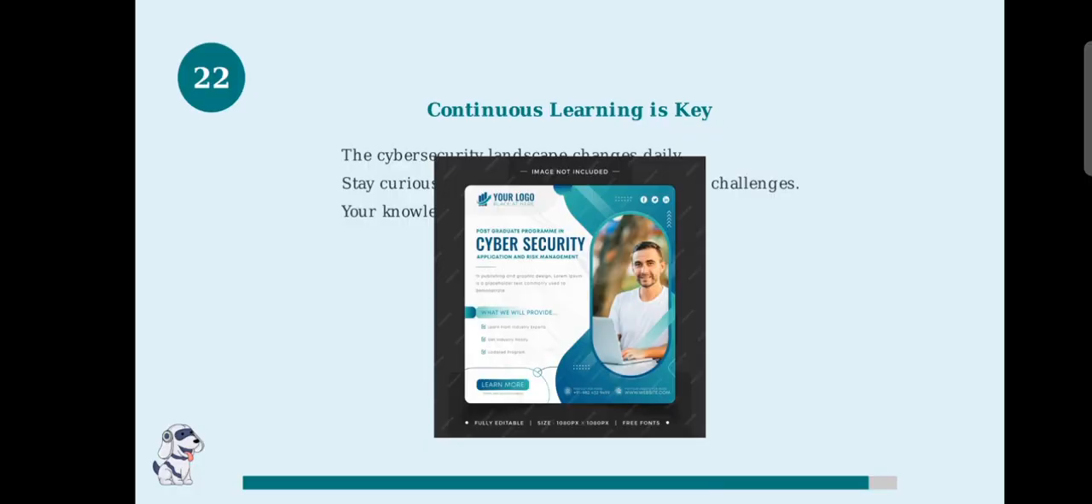The cybersecurity field evolves rapidly, with new threats, tools, and techniques emerging constantly. Consider pursuing additional certifications, taking online courses, and staying curious about new developments in the field.